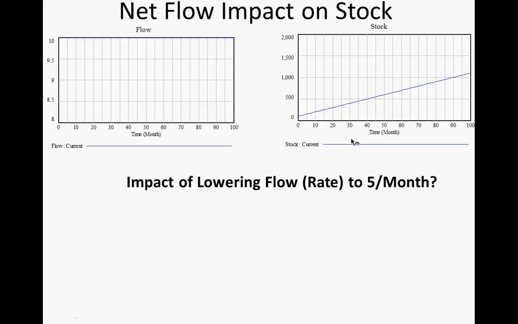Now, what would happen? Right now we're showing this flow rate as being 10 cubic meters per month. What if we were to lower it to 5 cubic meters per month? What would be the impact on that stock, the dynamics of the stock, how it changes over time? Suppose we were to lower that rate halfway through to a lower value, halve its value. How would that stock change?